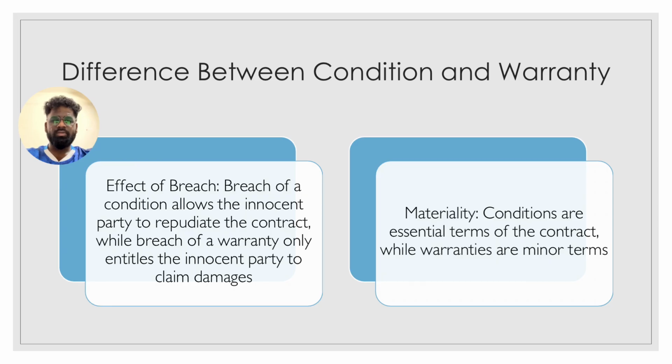The difference between condition and warranty. The main difference lies in the consequences of breaking the term. Effect of breach. Breaking a condition is a serious breach that allows the injured party to cancel the entire contract. Breaking a warranty only allows the injured party to claim financial compensation for damages but not end the contract. Materiality. Conditions are essential to the main purpose of the contract, while warranties are less important.